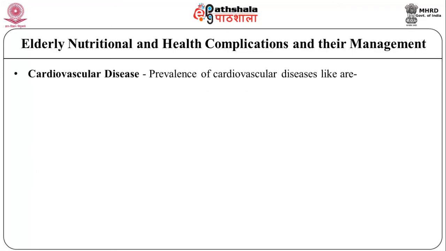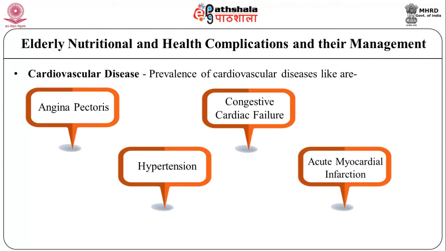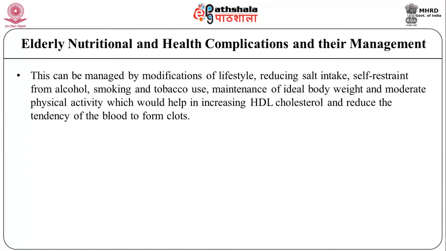Now let's see the nutritional requirement in cardiovascular diseases. The prevalence of cardiovascular diseases like angina pectoris, congestive cardiac failure, hypertension, and acute myocardial infarction is very common among the aged. This can be managed by modification of lifestyle, reducing salt intake, self-restraint from alcohol, smoking and tobacco use, maintenance of ideal body weight, and moderate physical activity, which would help in increasing the HDL cholesterol and reduce the tendency of the blood to form clots.